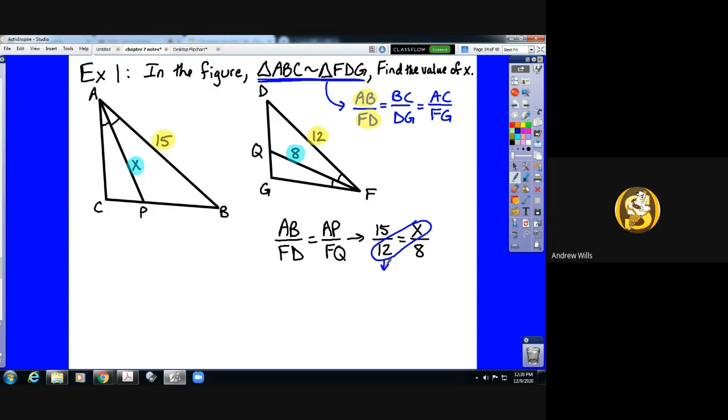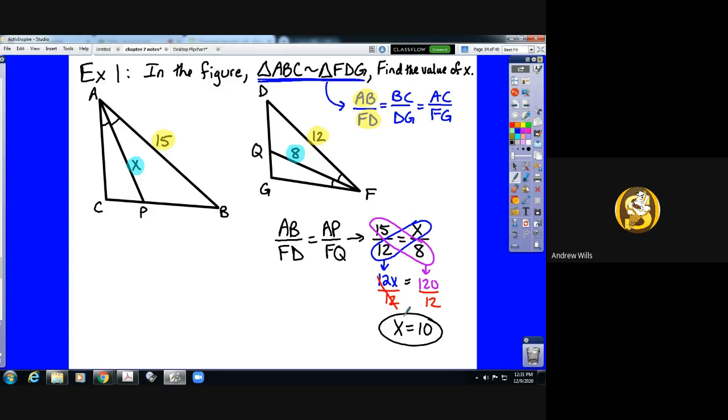12 times x is 12x. And then we've got 15 times 8, which is 120. So we have 12x equals 120. And then we divide by 12 to get x by itself. And we get our answer, x is 10. Which in turn would mean that AP is 10 units long.